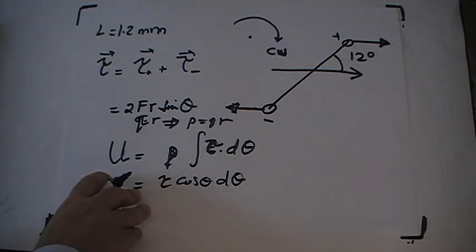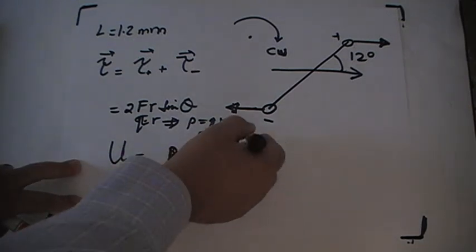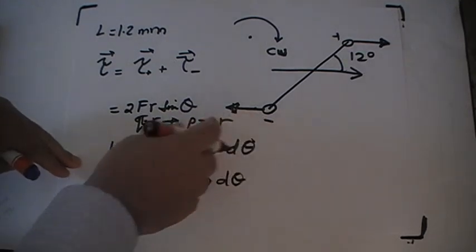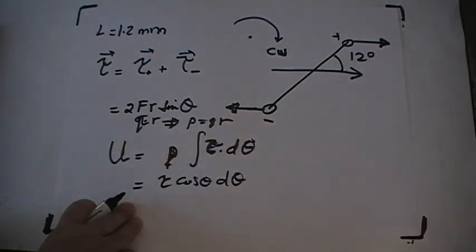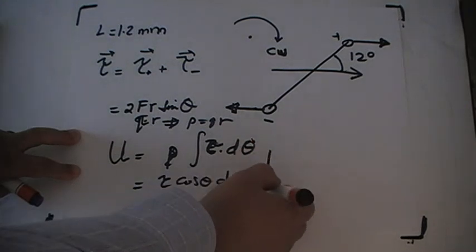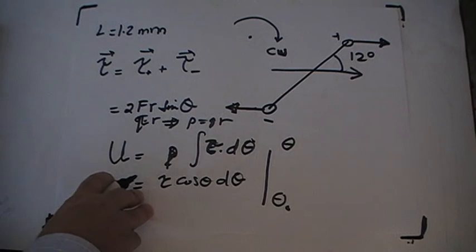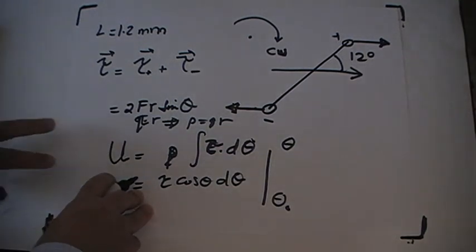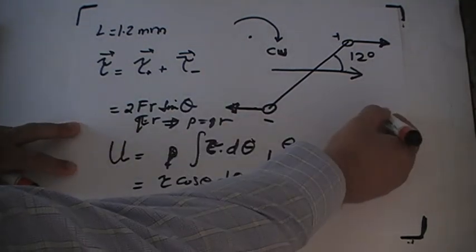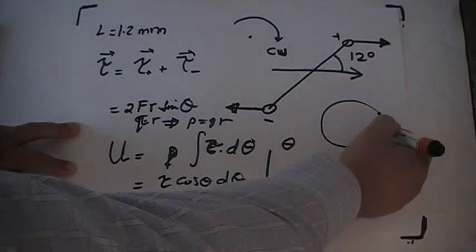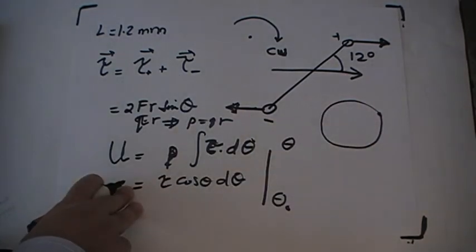I think I made a mistake. Actually, no, that's fine. The energy is PE cosine theta. Now the only thing you need to know here is that you're going from theta 0 to theta final. When you're doing a complete revolution, you start here and go all the way back. So you're going from 0 to 0, which means what?